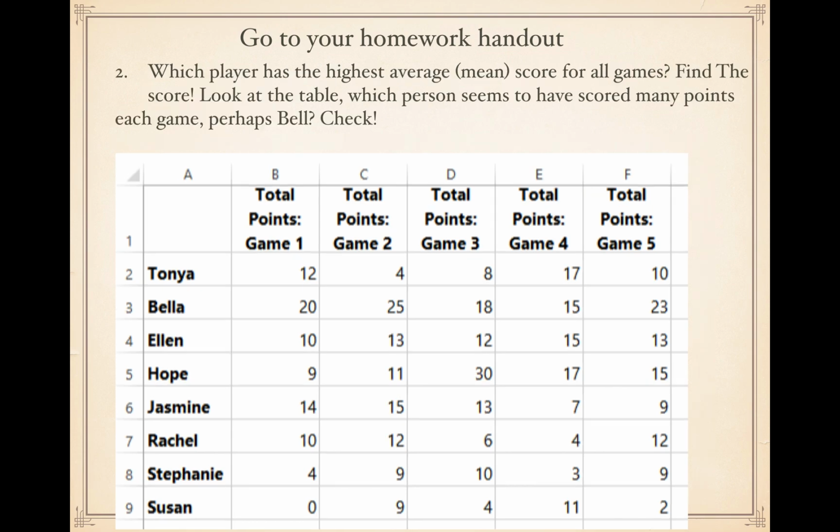Now the next question. Which player has the highest average or mean score for all games? So basically you really need to have a look at all of these people and see which one you think played really well in all games. So maybe it's not Susan or Stephanie. Maybe someone scored very well nearly each game. So have a look and decide, okay? Now I would look between maybe Ellen, Hope, Bella, one of those maybe, Jasmine. So I want you to decide which one you think.